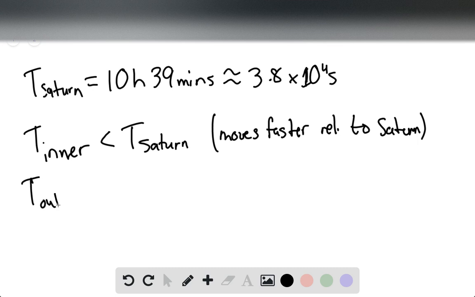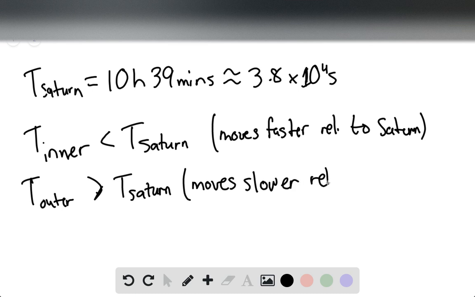Now, the period of the outer rings is greater than the period of Saturn, which means that it has a lower angular velocity. So this means that the outer rings are going to move slower relative to Saturn. And that's the end of the solution.